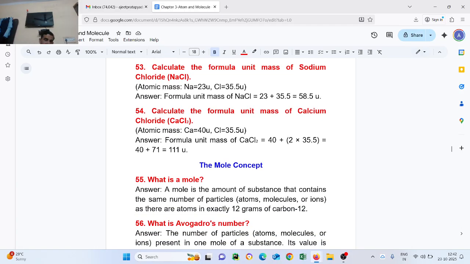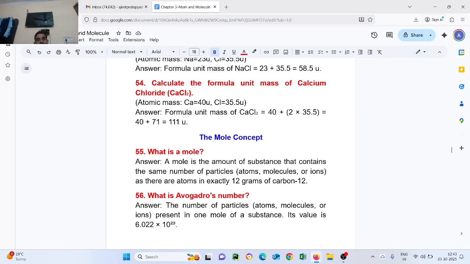The mole concept. Question number 55. What is a mole? A mole is the amount of substance that contains the same number of particles, atoms, molecules, or ions, as there are atoms in exactly 12 grams of carbon-12. One mole is the amount of substance that contains the same number of particles as there are atoms in exactly 12 grams of carbon-12.